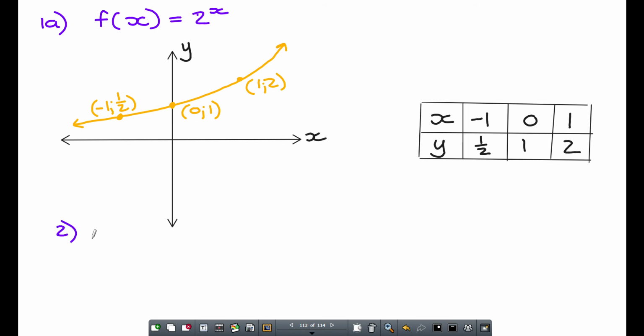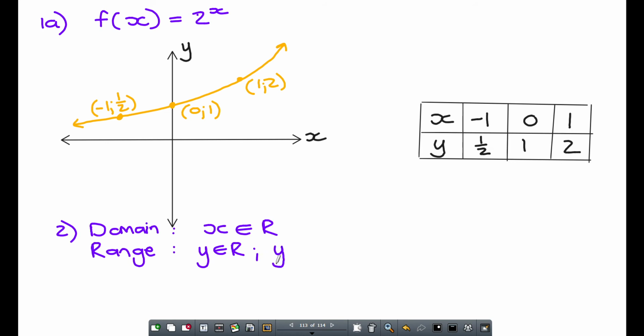Number 2, domain. Jou definisieversameling, dit sal wees, x is 'n element van reële getalle, nee. Okay, your range, jou waardeversameling, gaan wees y. Y is an element of real numbers, maar daar is mos 'n asymptoot, nee. So y moet wees groter as 0, must be greater than 0.